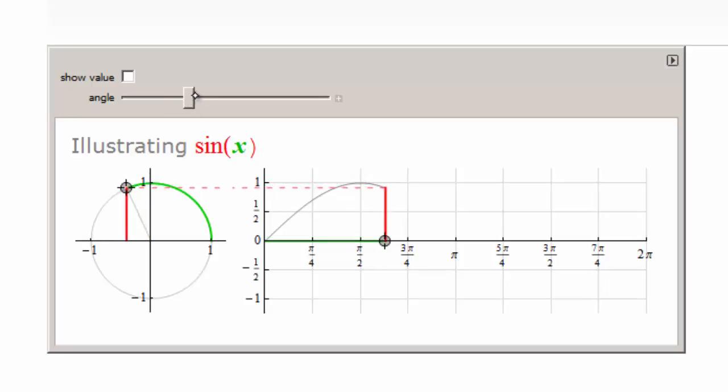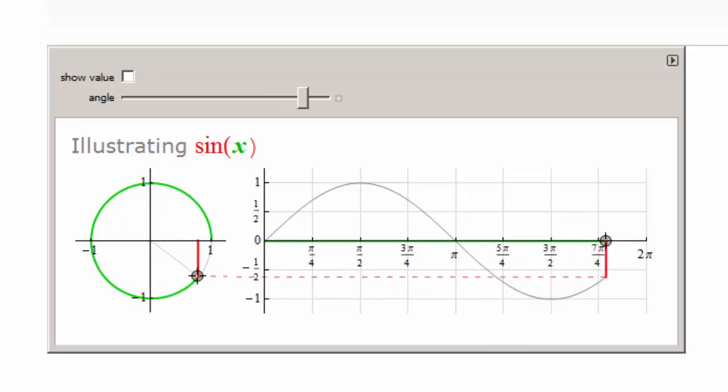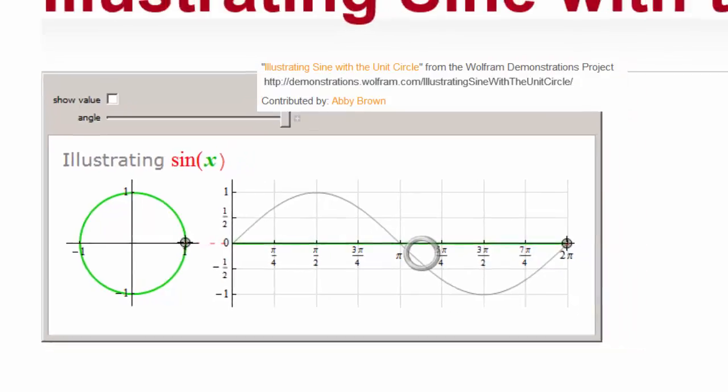As we go around and our angle goes from pi over 2 all the way to pi, we still have positive y values, but they are decreasing. Then we get past the angle of pi, and our y values become negative all the way down to -1, but then they're increasing, still negative, as we complete the revolution of the circle, and that is our sine wave.